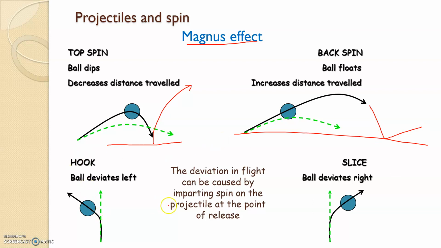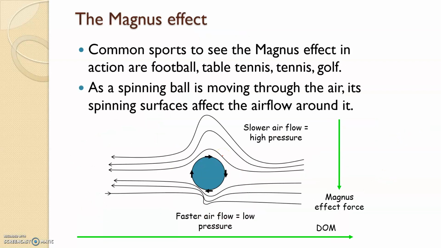Hook is always to the left and the slice is always to the right. So if we have the direction of motion go to the right for this ping pong ball, the spin is going in a topspin. Like we said earlier, the faster, therefore the lower the pressure, it's going to be low pressure at the bottom here, and we have high pressure here at the top. So therefore the ball wants to go downwards, hence the Magnus effect force, creating topspin.